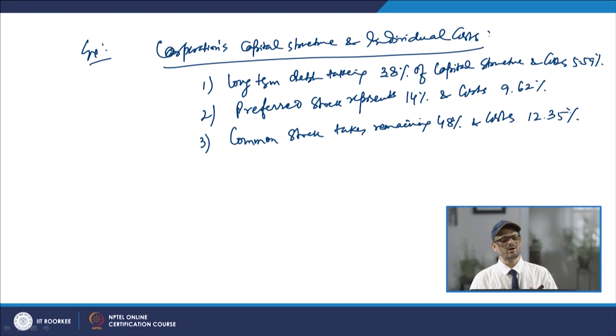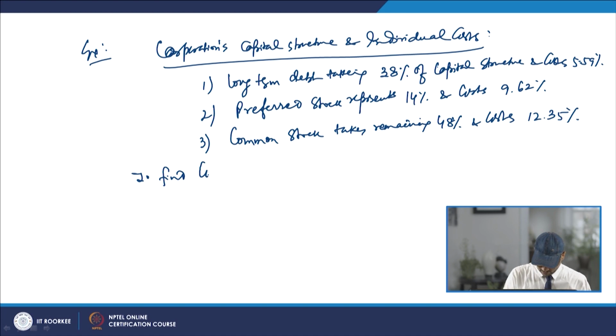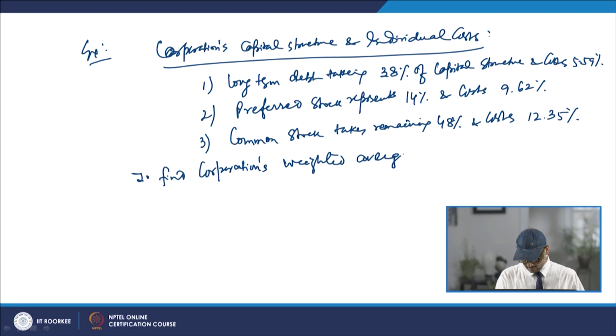So, you have to find the corporation's weighted average cost of capital. Now, we will try to also interpret what it means.